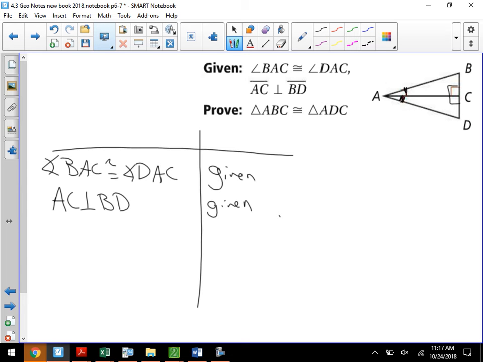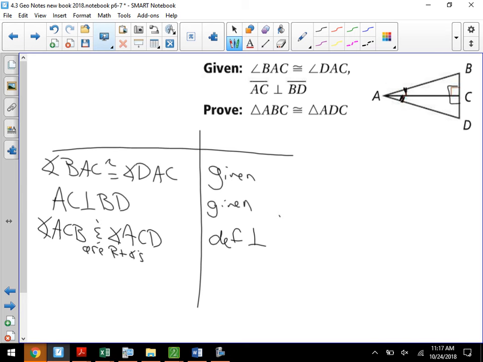When your angles can't be lettered by one letter, how many letters do you have to use? Three. So when I start writing them down, if they're perpendicular, I say angle ACB and angle ACD are right angles. That is the definition of being perpendicular, because that's what your sheet tells you to do.